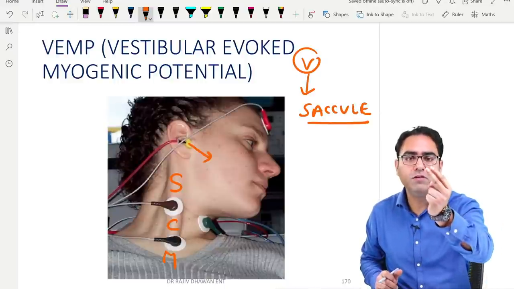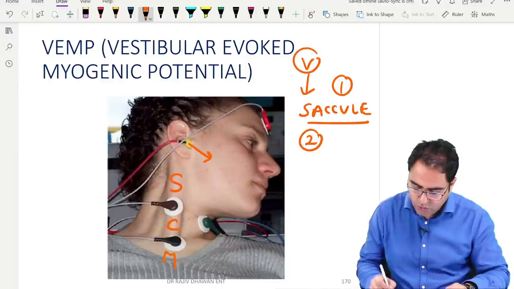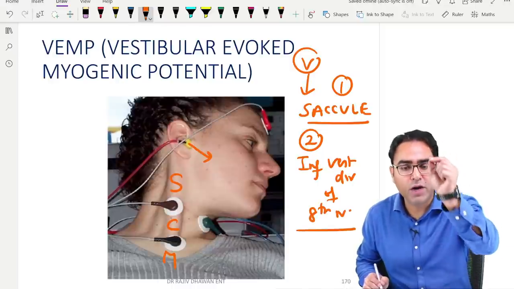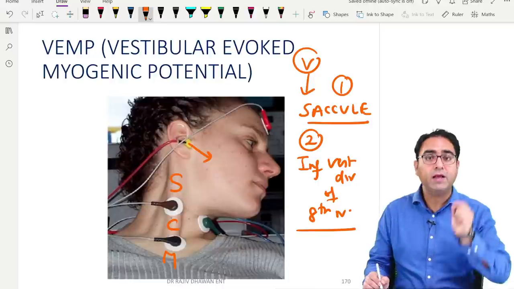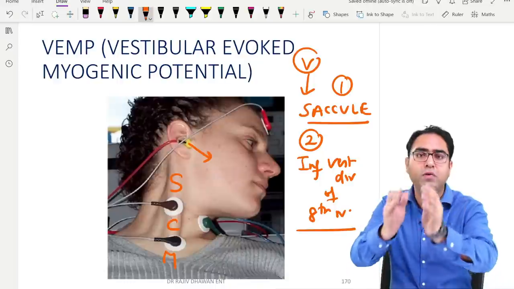Now, VAMP tests two things, beta. Number one, saccule. Number two, it tests inferior vestibular division of the eighth nerve. Very, very popular question of INICET and now NEET PG also, beta.